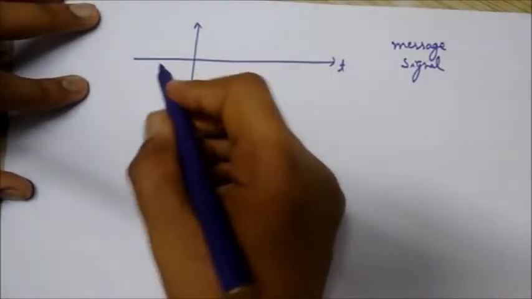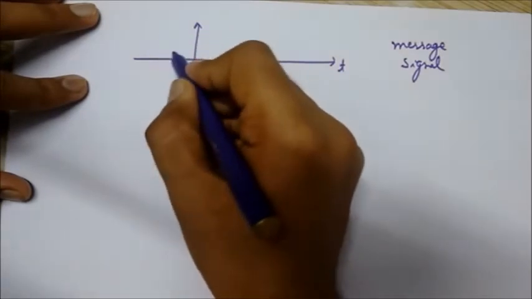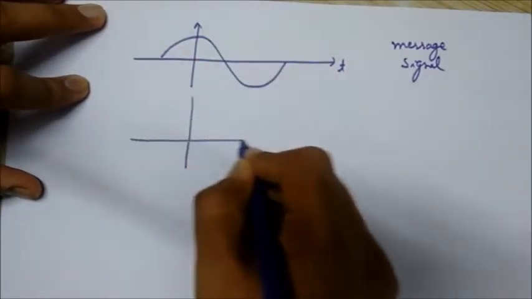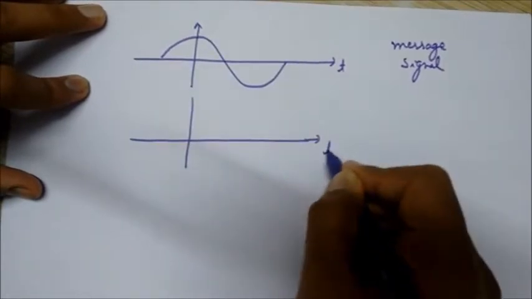As I have told you earlier, pulse time modulation is of 2 types: pulse width modulation and pulse position modulation. So first we will see the pulse width modulation, which is also known as pulse duration modulation. Draw the diagram again. So this is the message signal, and here is the carrier wave in the pulsed form.